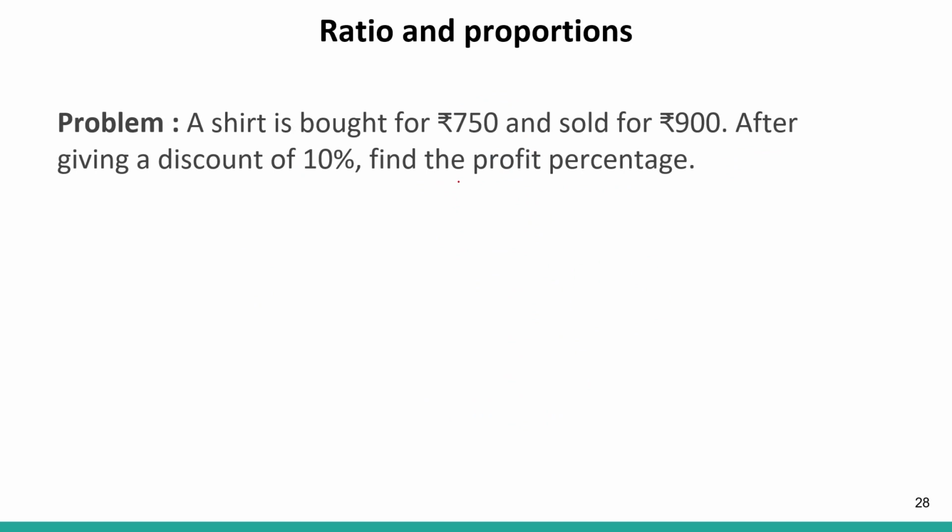So let's see the next problem. In the next problem, we have a shirt that is bought for 750 rupees and sold for 900 rupees. So after giving a discount of 10%, find the profit percent. So the shirt is bought for 750 and sold for 900. So this is cost price, CP. This is selling price, that is SP.